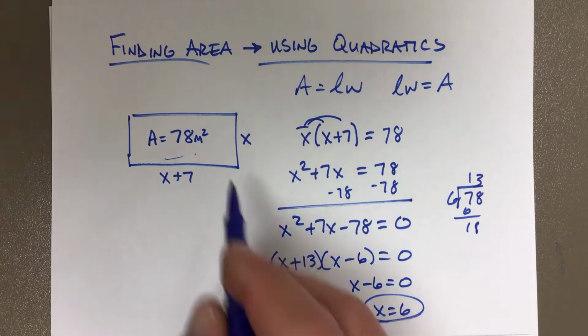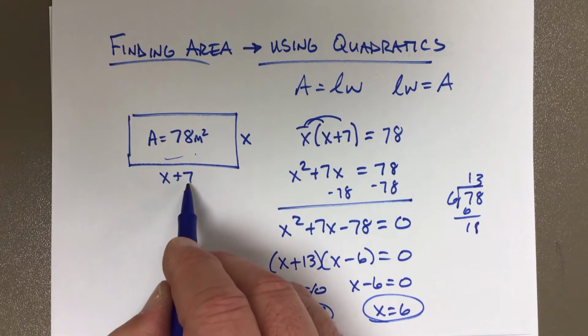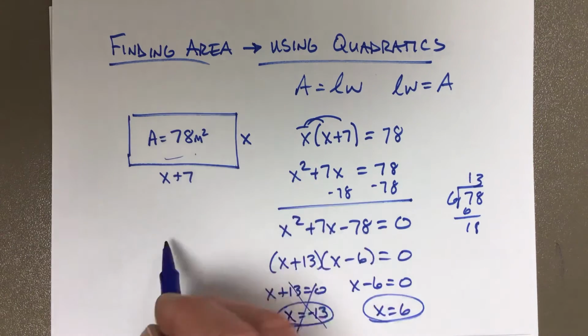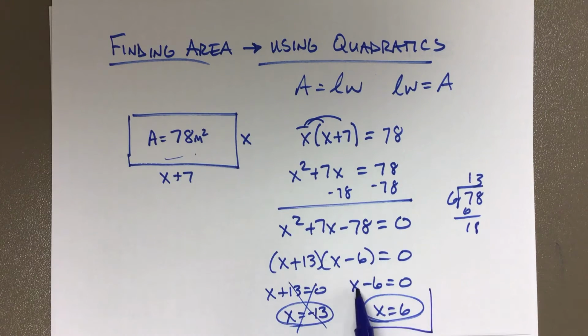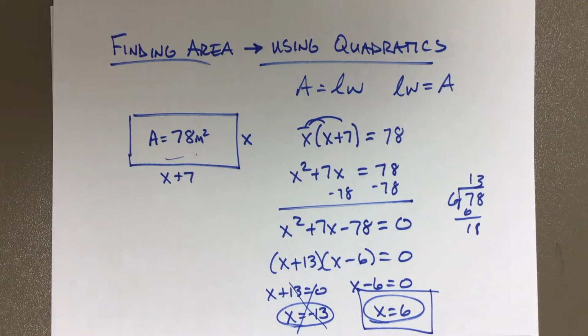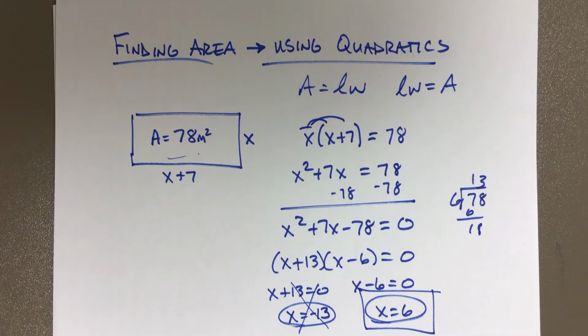So let's look at 6. If I have 6 here and I have 6 plus 7 is 13, so 6 times 13 is the 78. So the solution to this is x equals 6. That's it. So if we're finding what the value of x is, then we're going to say that x is 6, not this negative 13. We cannot use negative 13. So make sure you always check your answers, because not both of them are going to work. All right?